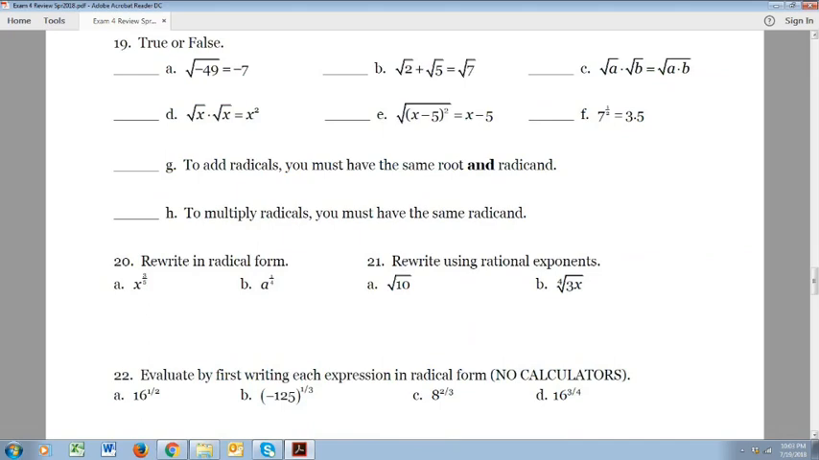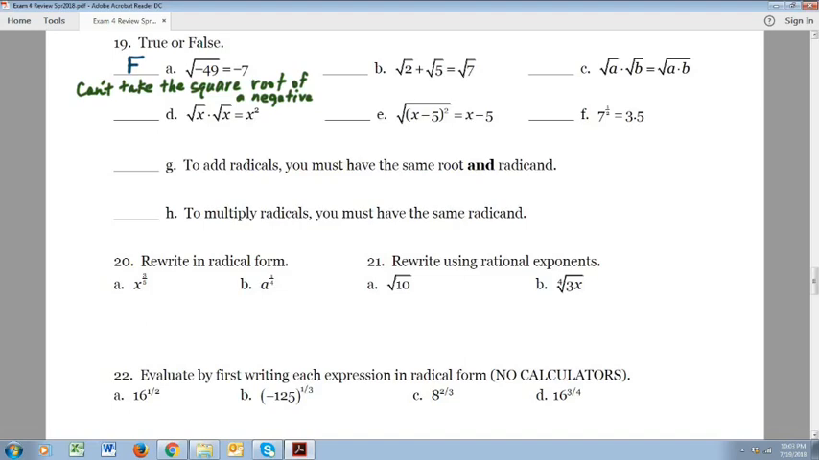Alright, let's move on to number 19. So now we're talking about radicals. If you look at letter A here, square root of negative 49 equals negative 7. We actually know that's not a real number. You can't take the square root of a negative, so that's certainly false. In fact, the smallest number we can take the square root of is 0. The square root of 0 would be 0, but we can't take the square root of a negative number. At least we don't get a real number.